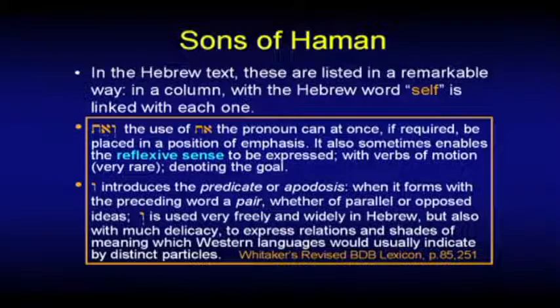It also sometimes enables a reflexive sense to be expressed with verbs of motion, which are very rare, denoting a goal. The Vav ahead of that introduces the predicate or apodosis when it forms with the preceding word a pair, whether of parallel or opposed ideas. The Vav, that's pointed this particular way, is used very freely and widely in Hebrew, but also with much delicacy to express relations or shades of meaning which Western languages would usually indicate by distinct particles. This is not a commentary on Esther. This is just an extraction from Whitaker's lexicon, which is one of the authorities, to give you a little feeling.